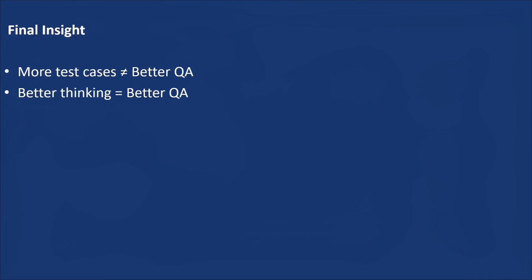For a final insight, if you want to become a top 1% QA engineer using AI, learn thinking, not just tools, and learn optimization, not just execution.